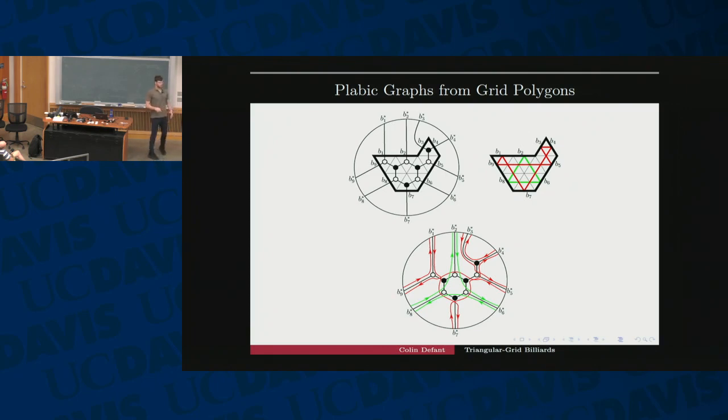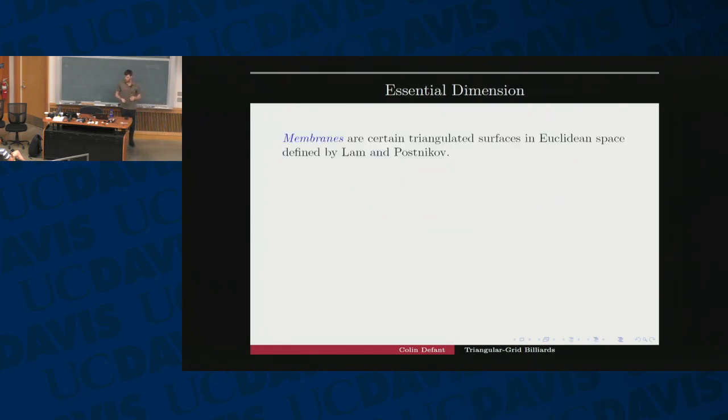Okay, so this is really what led us to consider these billiard systems of polygons in the first place, but then you could say, well, what led us to consider this family of Plabic graphs that come from these triangular grid polygons? This was coming from a paper by Thomas Lam and Alex Postnikov, where they define these objects called membranes. I'm not going to define membranes formally, but basically they're these triangulated surfaces in some Euclidean space. And if you have one of these membranes, you can get a Plabic graph from it.